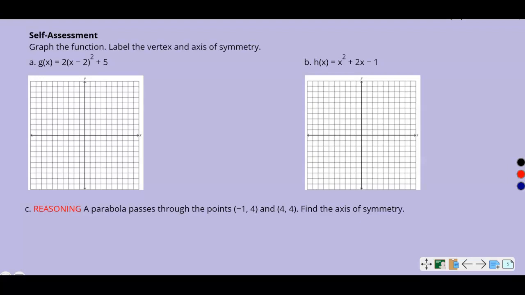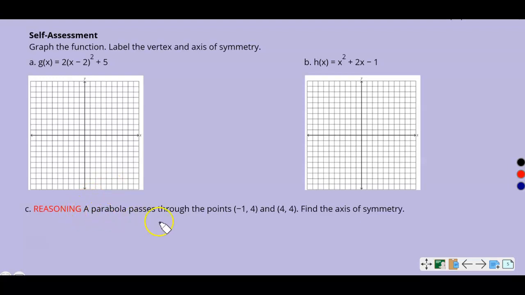All right, we're still looking at characteristics of quadratic functions. So we just finished up a couple examples. And the next thing is for you to do a self-assessment. We graphed a quadratic equation in vertex form and one in standard form in the first video. So I want you to take a couple minutes, pause the video, and see if you can graph these functions by using the steps that we used in the first video.